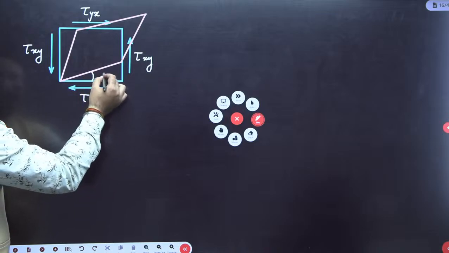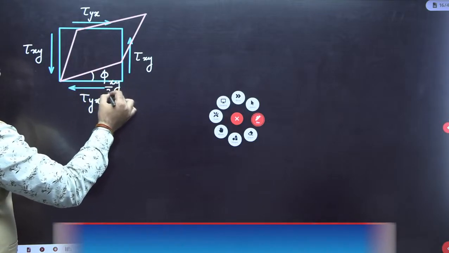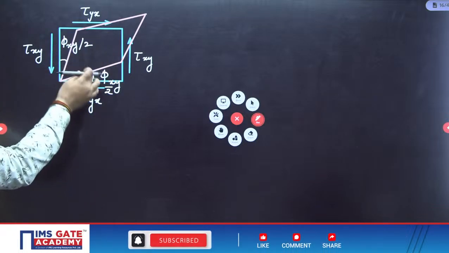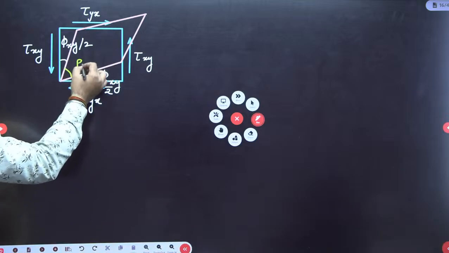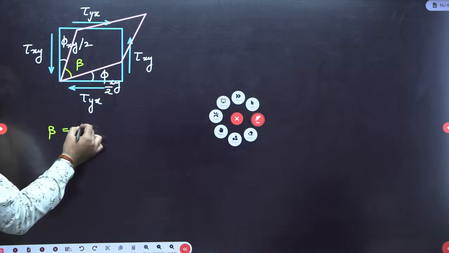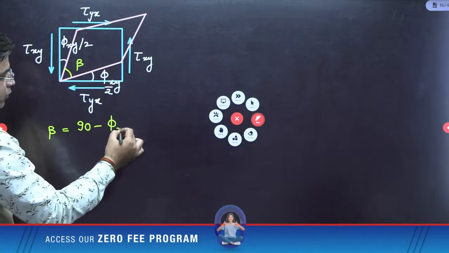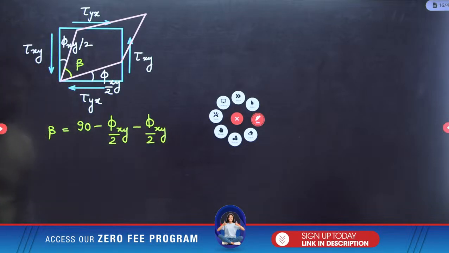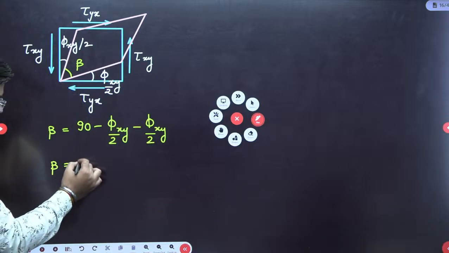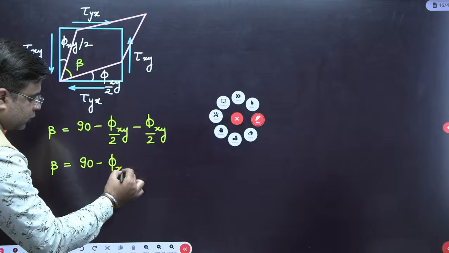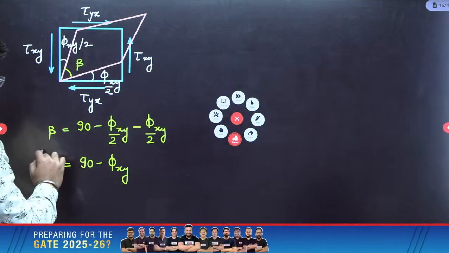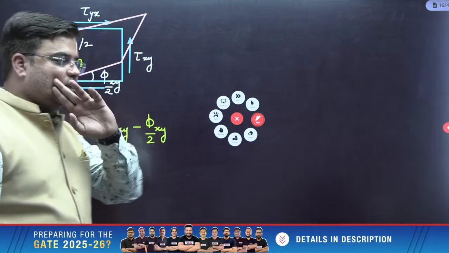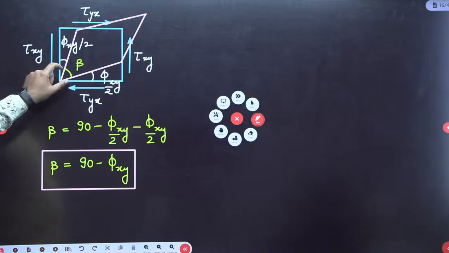And this is equal to phi xy by 2, and this is also equal to phi xy by 2. Now if these two are phi xy by 2, then this angle beta will be 90 minus phi xy by 2 minus phi xy by 2, so beta will be equal to 90 minus phi xy. When this type of deformation comes, this is how you need to write it. Beta is equal to 90 minus phi xy. For the other case, we have already seen that the internal angle will be equal to 90 plus phi xy.